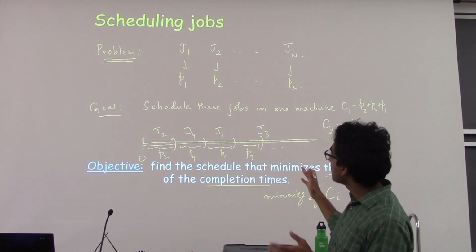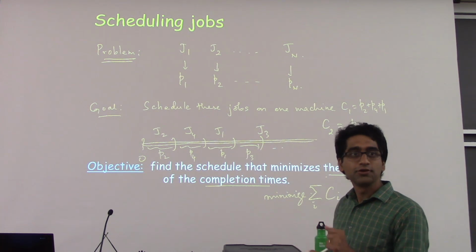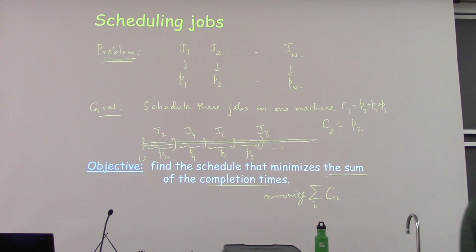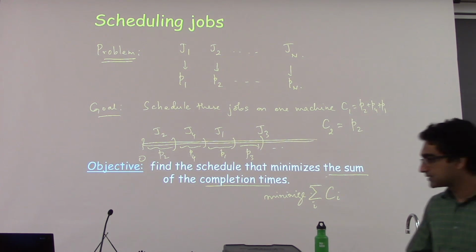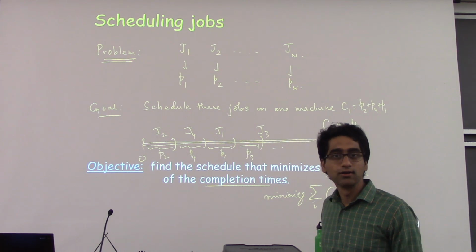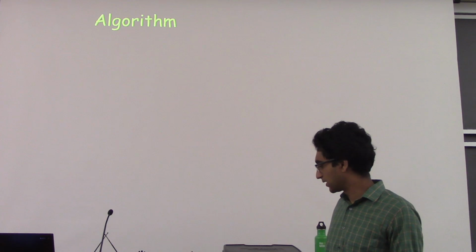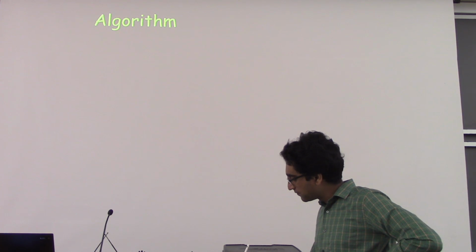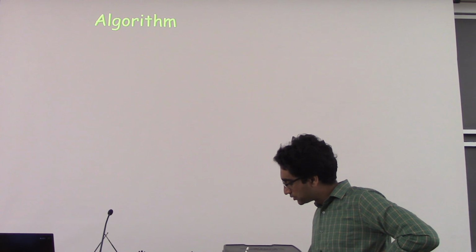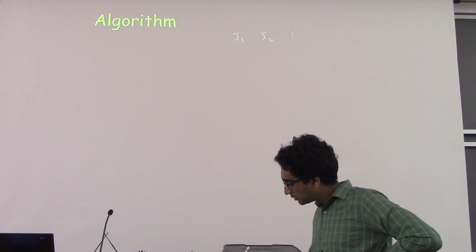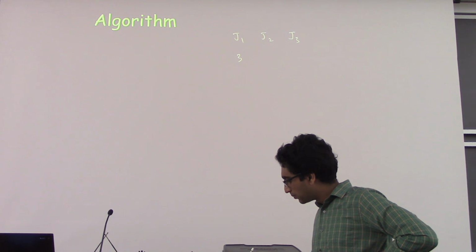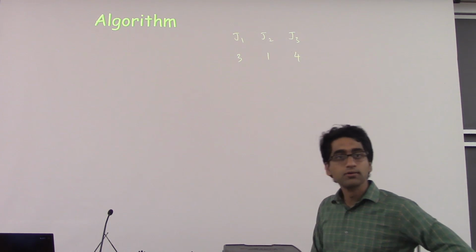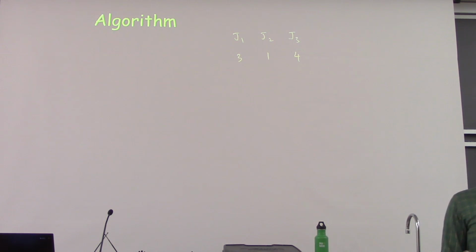So the question is, how do you schedule these jobs so that you minimize the completion times? Let's take a simple example and see what's going on. This is how you usually try to come up with an algorithm. First, you take a simple example. Let's say we have jobs J1, J2, J3, and J1 has processing time 3, J2 has processing time 1, and J3 has processing time 4.